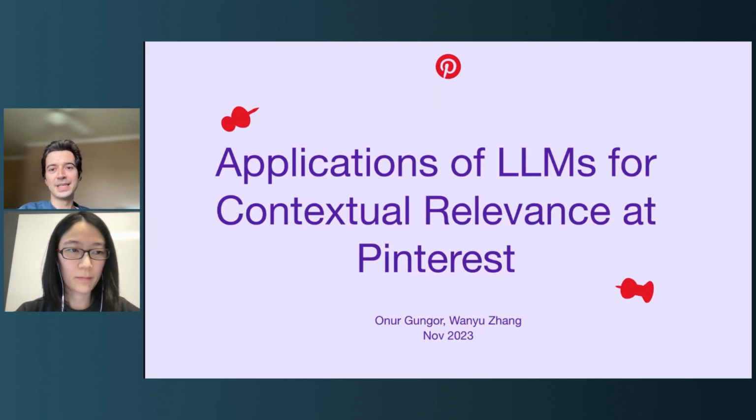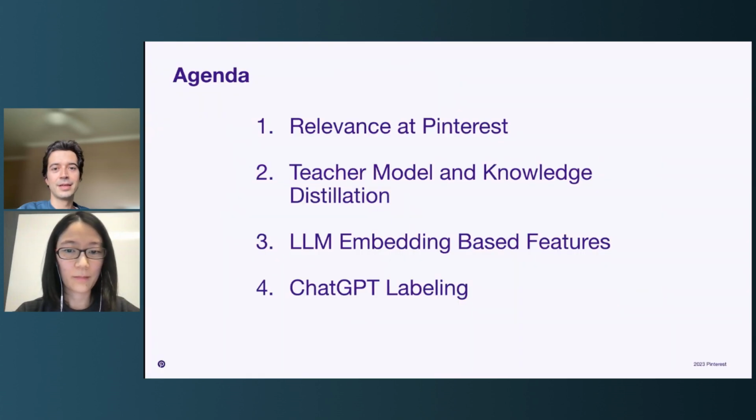Today, me and Vanyu will speak to you about applications of large language models to improve contextual relevance at Pinterest. We will first discuss the relevance problem and challenges at Pinterest. We will cover teacher model-based knowledge distillation approaches utilized in the relevance teams and the LLM embedding-based features deployed in production. Finally, we'll talk about relevance labeling by utilizing ChatGPT.